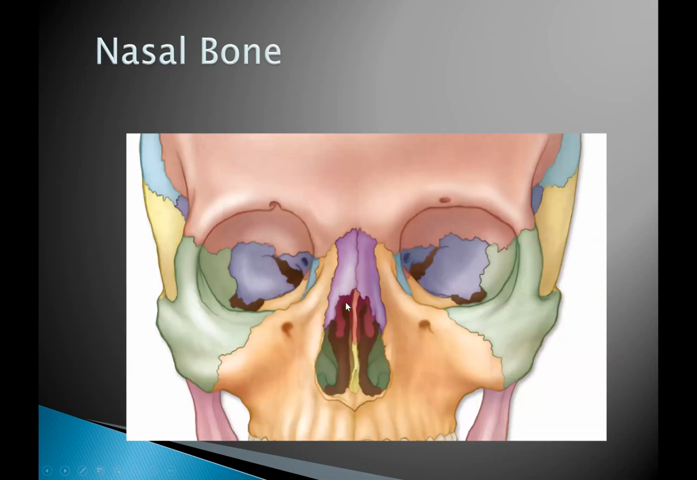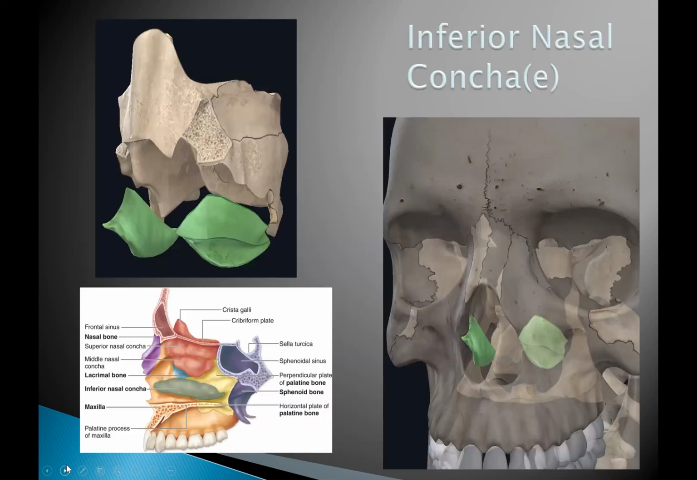Nasal bones in purple right here, left and right nasal bones. Not that interesting. And then we talked about this a little bit before. Here's your inferior nasal concha. The ethmoid has the superior and middle nasal concha as part of it, and then highlighted in green, that's the inferior nasal concha right there.